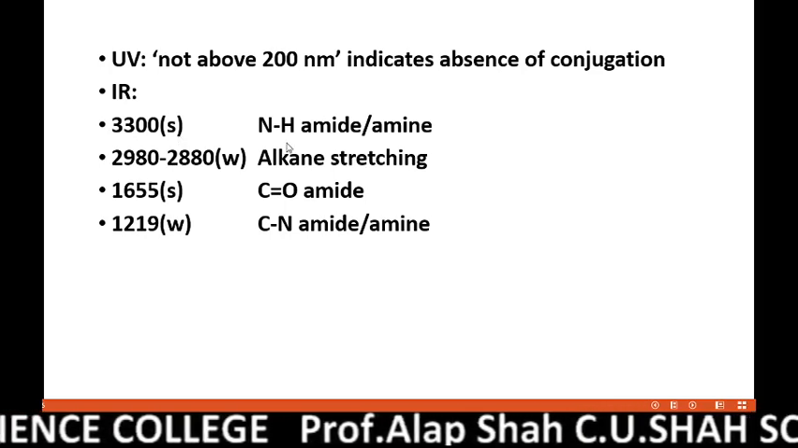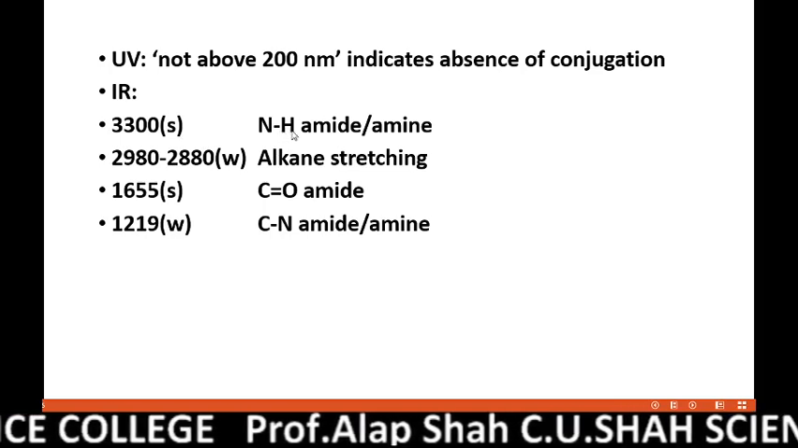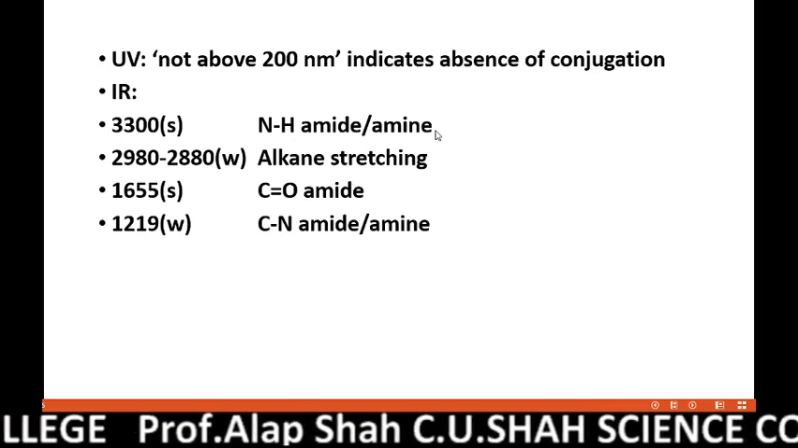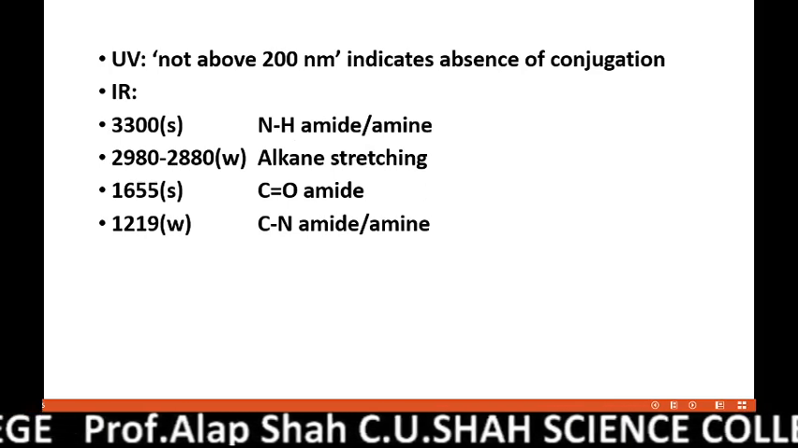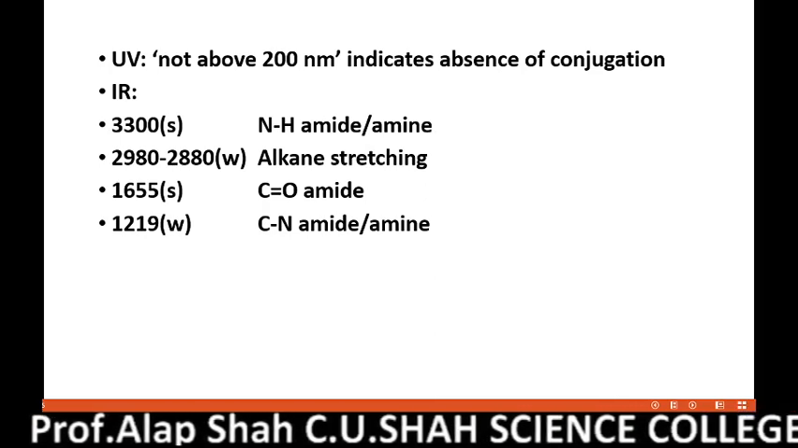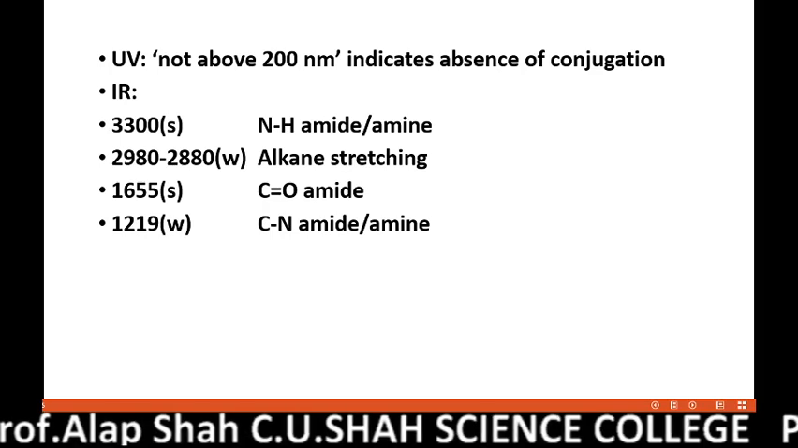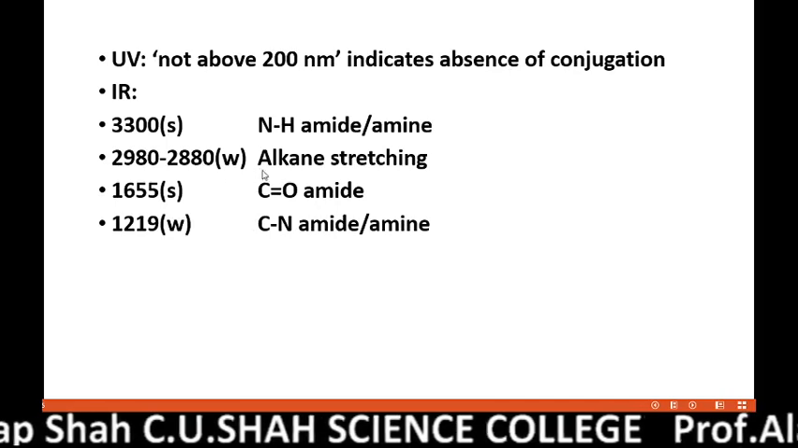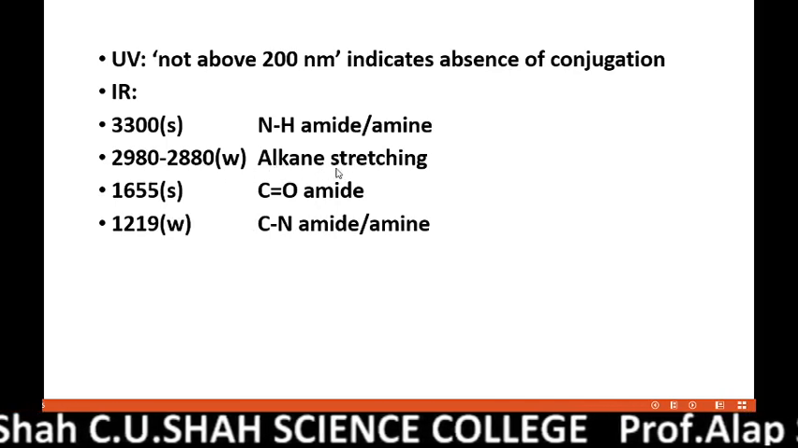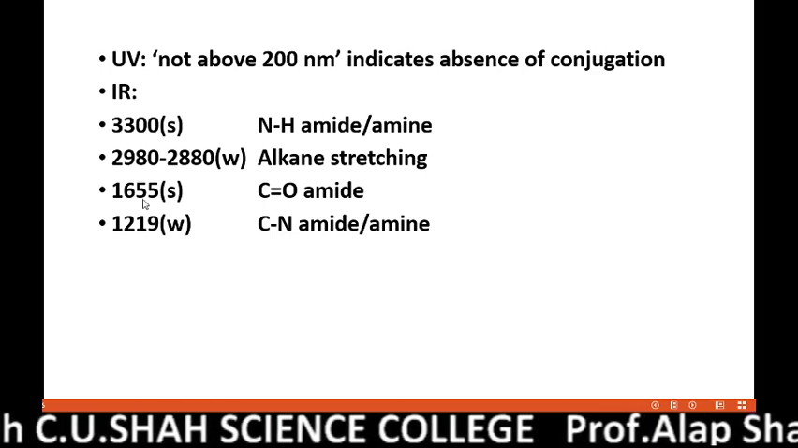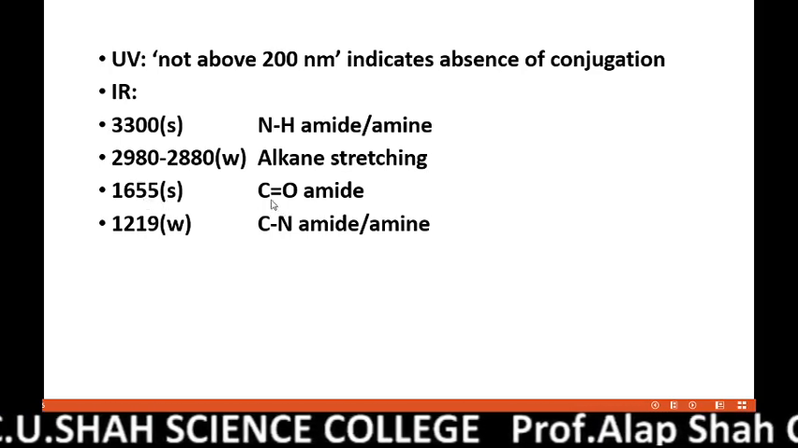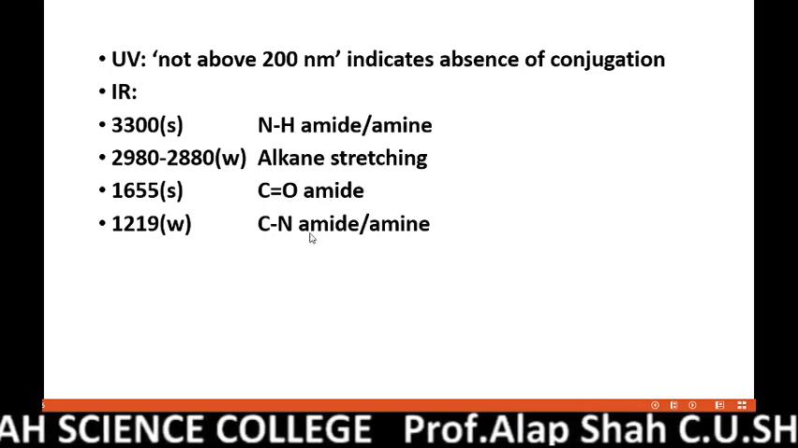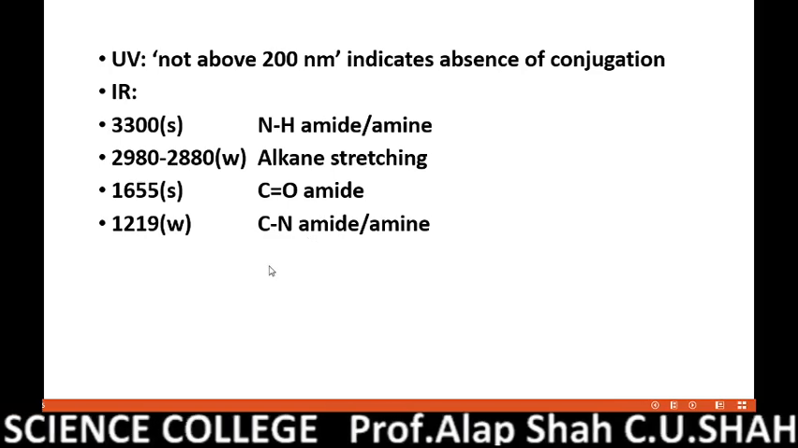3300 normally indicates NH or sometimes also OH. Most probably these kinds of problems are purely based upon the trial and error method. If it is not NH, then you have to try with the OH. 2980 to 2880 is sp3 hybrid carbon, the value for alkane stretching. 1655 is for the C double bond O amide group, and 1219 is for the C single bond N of amide or amine.